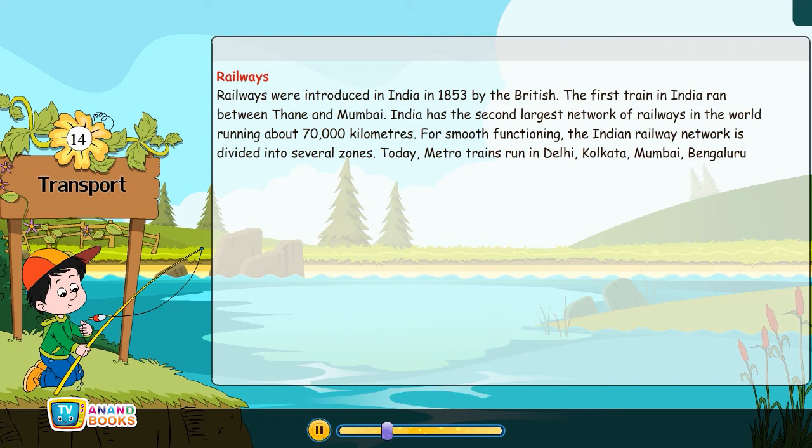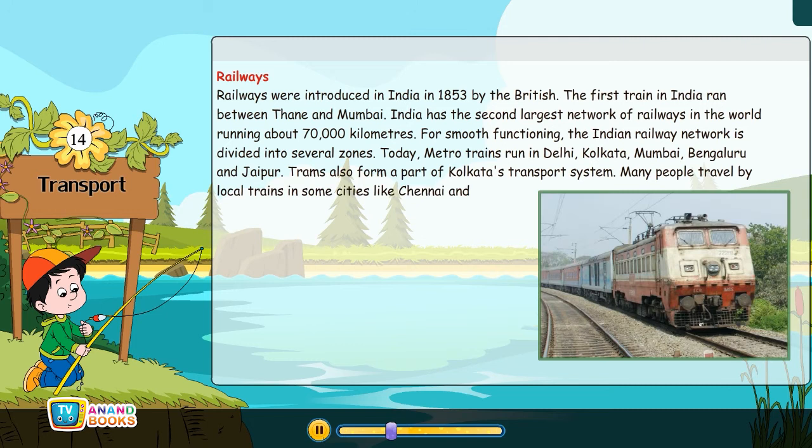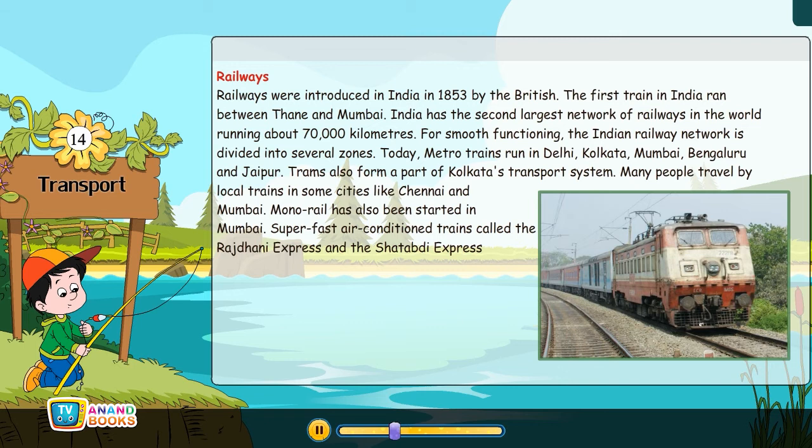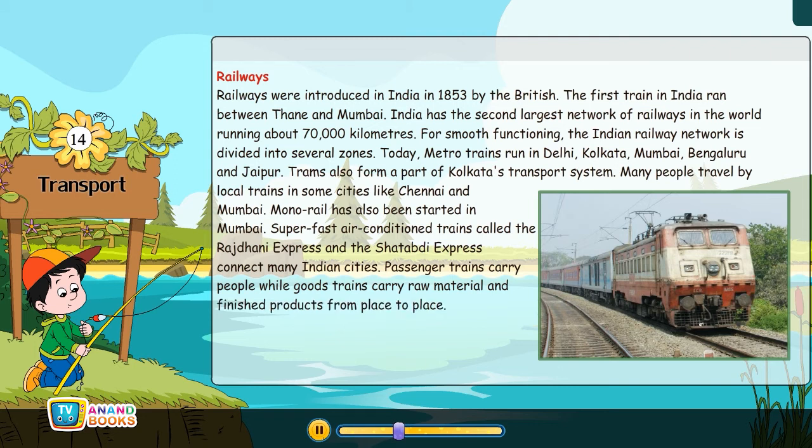Today, metro trains run in Delhi, Kolkata, Mumbai, Bengaluru and Jaipur. Trams also form a part of Kolkata's transport system. Many people travel by local trains in some cities like Chennai and Mumbai. Monorail has also been started in Mumbai. Superfast air-conditioned trains called the Rajdhani Express and the Shatabdi Express connect many Indian cities. Passenger trains carry people while goods trains carry raw material and finished products from place to place.